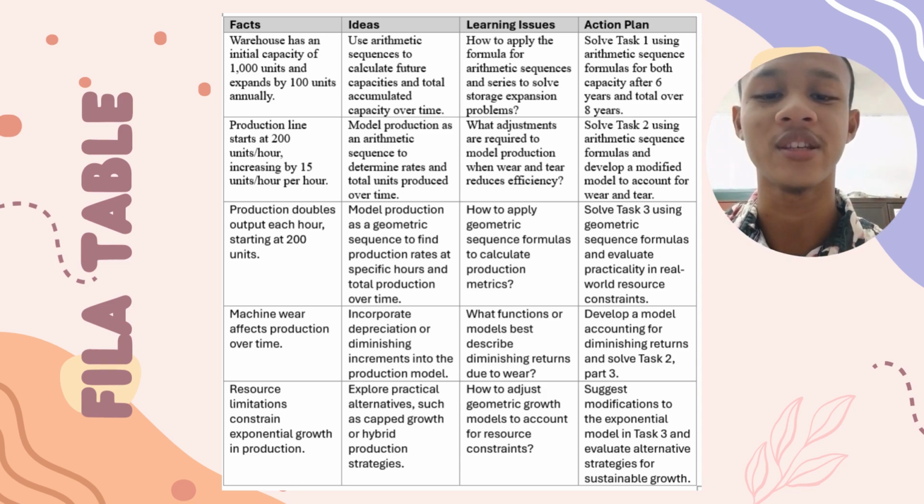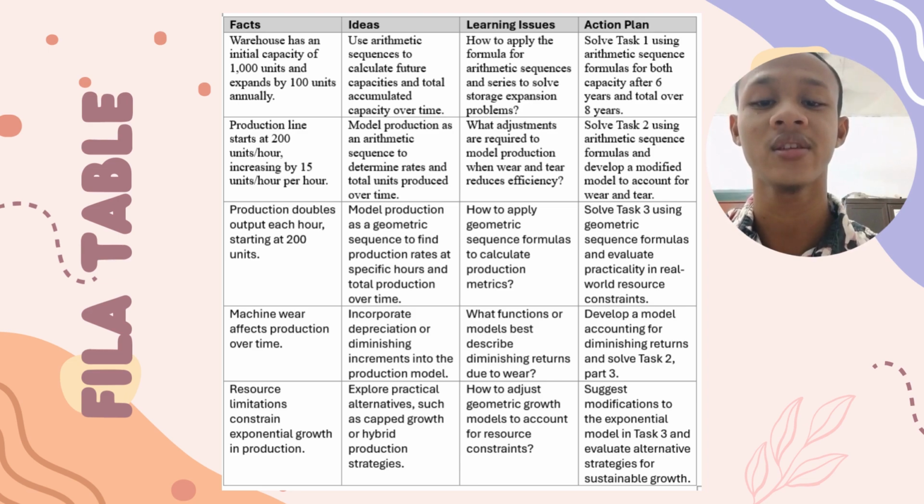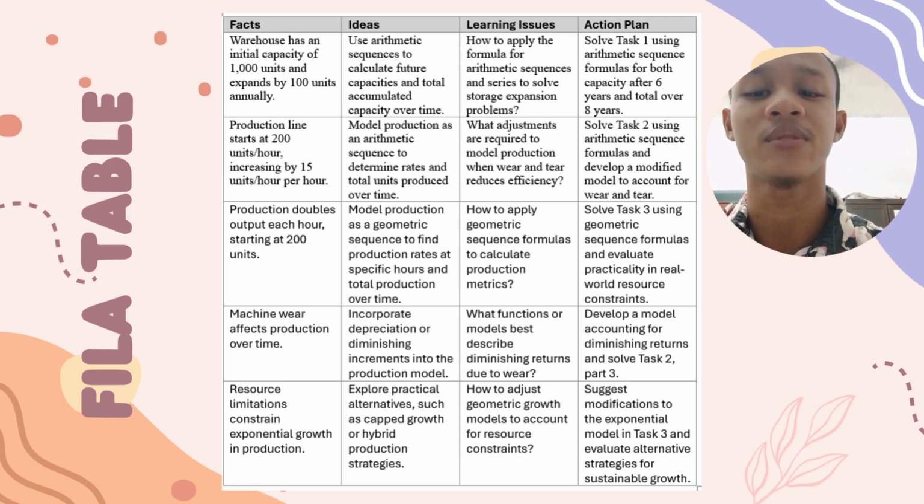Hello everyone, my name is Abdul Afiq bin Abdul Razak. I will explain a little bit about the table. This table summarizes the facts, ideas, learning issues, and action plans for solving production-related problems. For instance, we analyze the initial capacity of a warehouse and how it grows annually. We consider how machine wear impacts production over time and explore strategies for sustainable growth. This table serves as the foundation for the tasks we will address next.